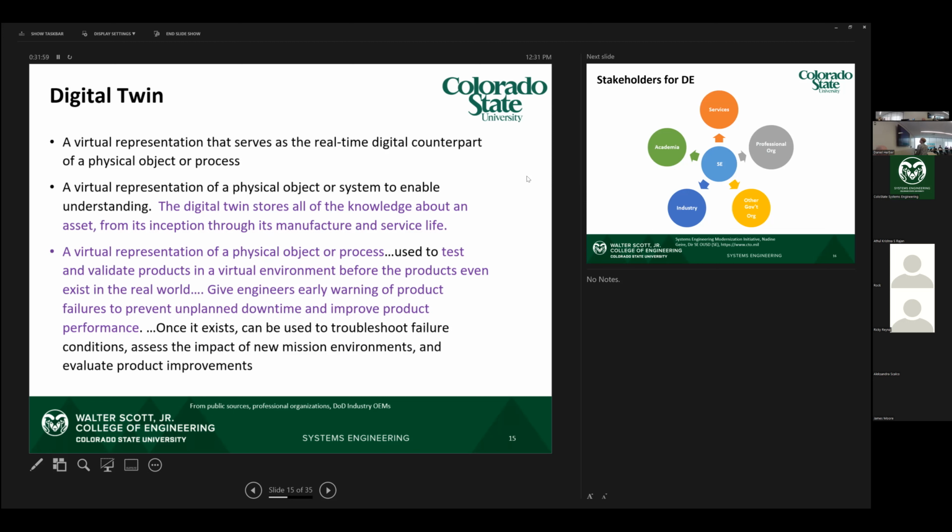A digital twin has to include sensors that feed back. How do you select the level of fidelity for your digital twin?